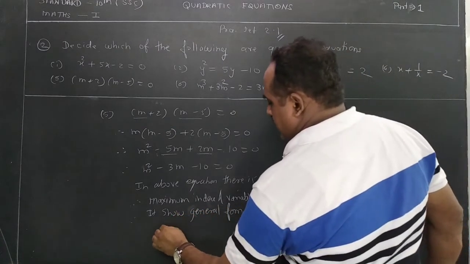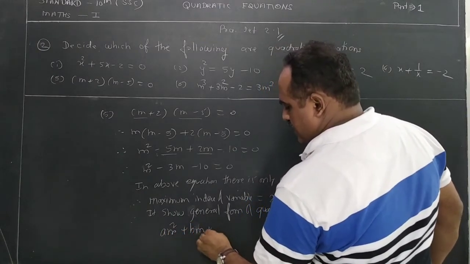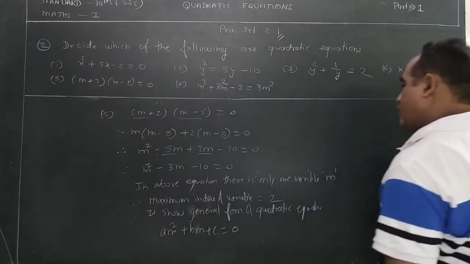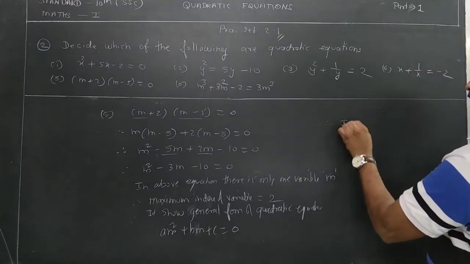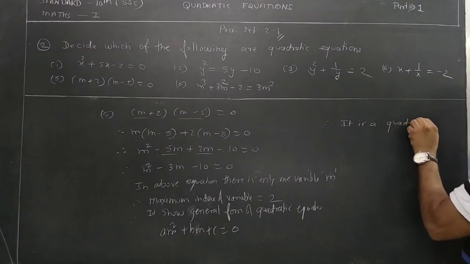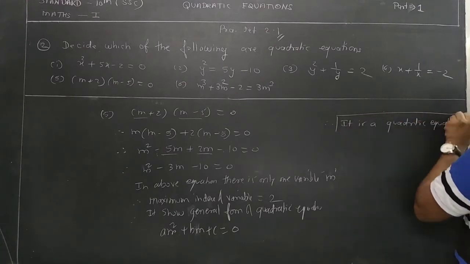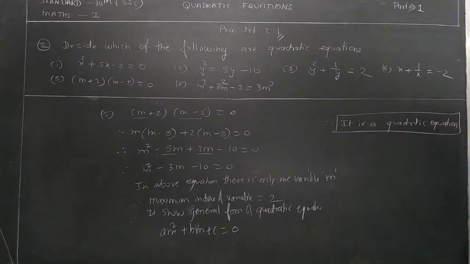What is that? am square plus bm plus c is equal to 0. At last we can write it is a quadratic equation. Have you understood this? You are going to write in this way. Copy it down properly.